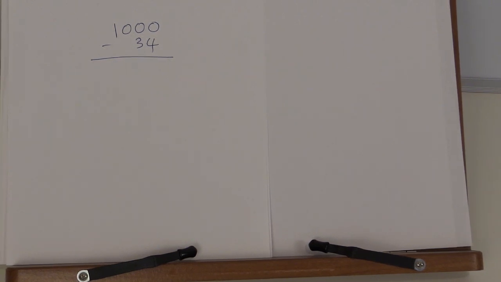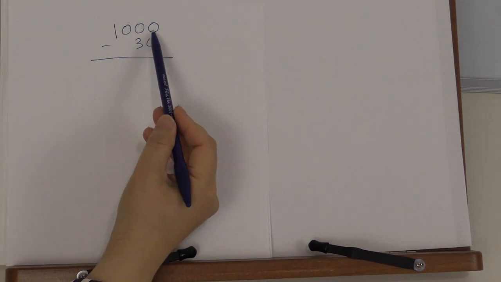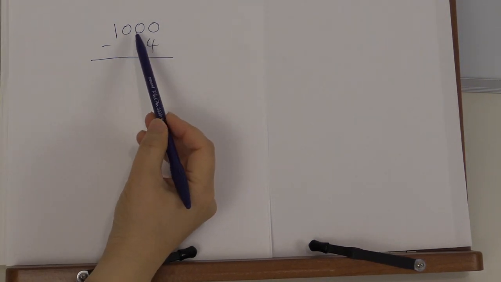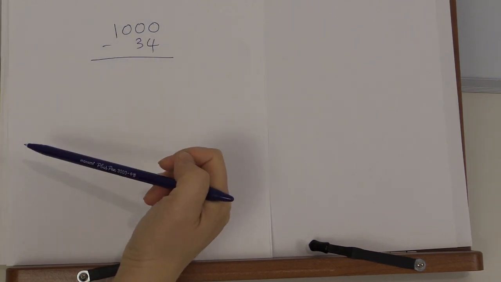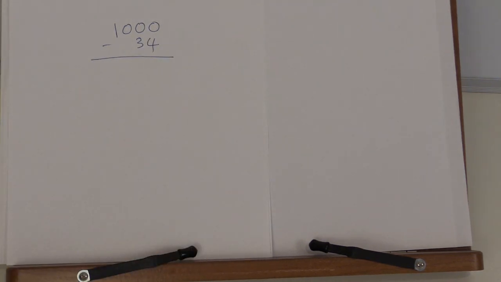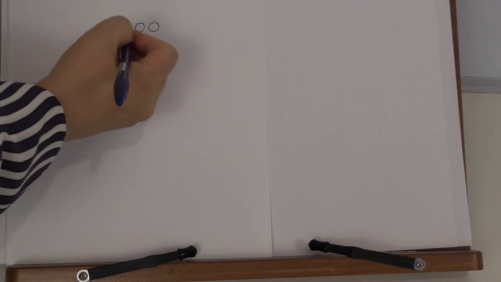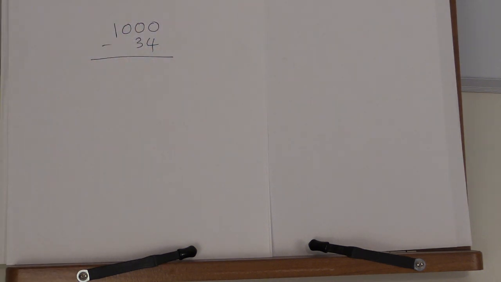Why is that? Because I cannot take away 4 from 0. I cannot take away 3 from 0. So there are going to be a lot of regrouping here. I want to mention this too. When you're talking about borrowing a number, I'm going to borrow a number from the next place value.